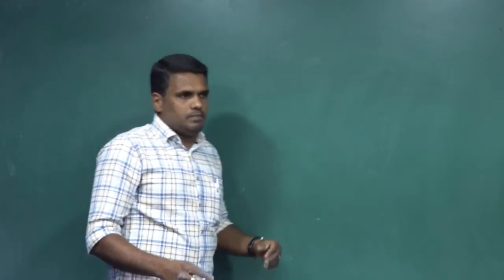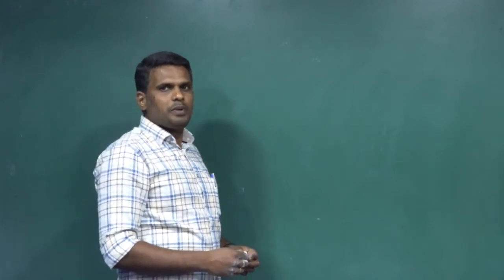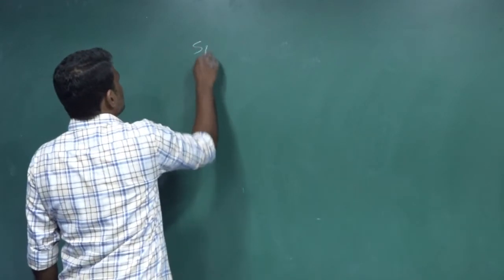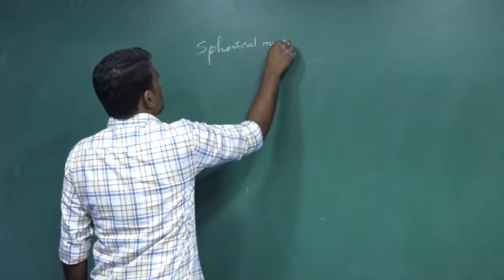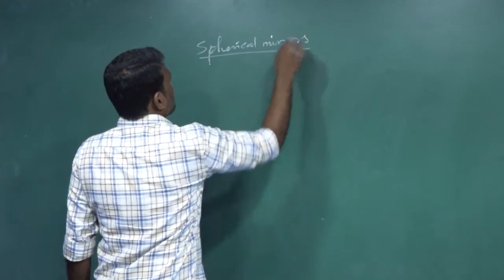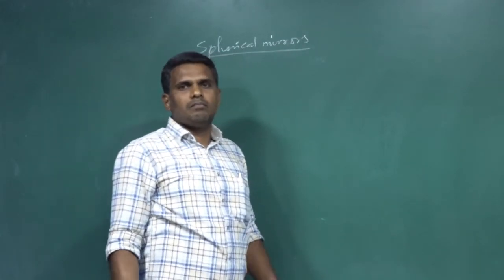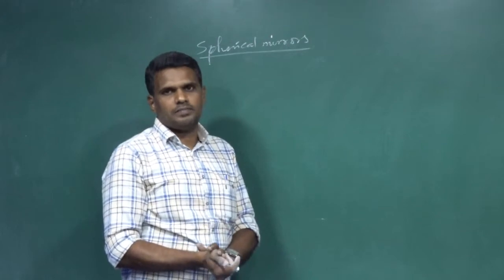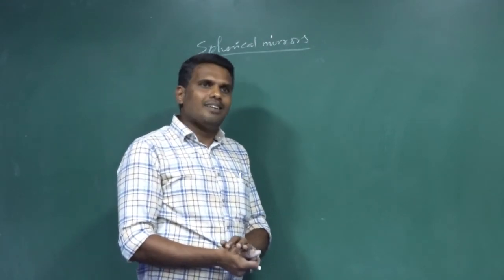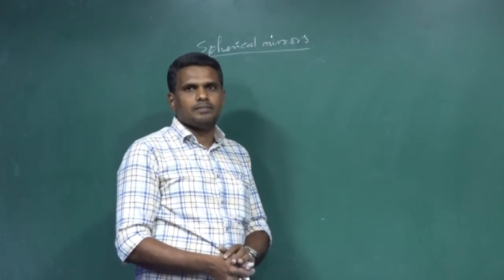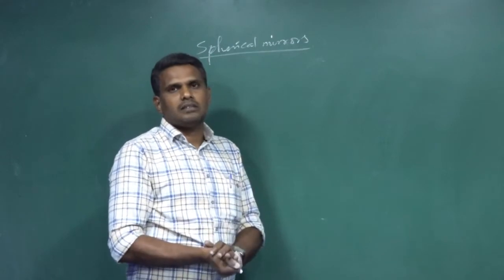So far we have had a discussion about plane mirrors. Now we are going to speak about spherical mirrors. Spherical mirrors are generally cut from spherical surfaces. They are generally made of glass. The spherical surfaces are obtained from glass.